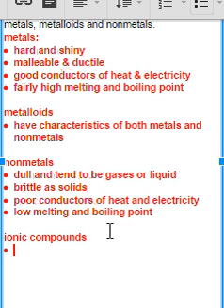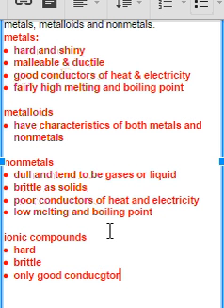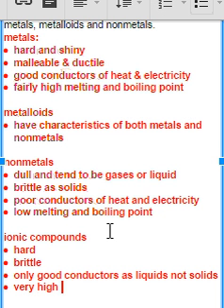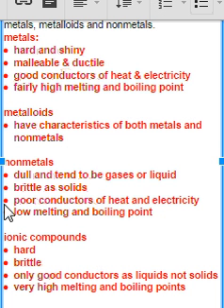So then ionic compounds are hard, but they're brittle. They shatter when you hit them with a hammer. They're only good conductors as liquids, not solids. And they have very high melting and boiling points. And we talked about the lattice energy there, and that lattice energy is what gives the ionic compounds their unique characteristics.